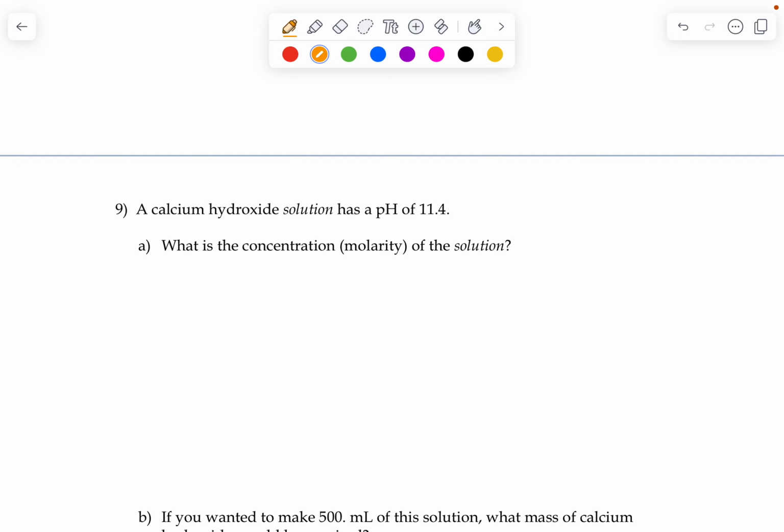This problem gives us the pH of a calcium hydroxide solution and wants us to figure out what the molarity of that solution must be. So there's a couple of different ways you can tackle this problem, and I'll show you both ways. It doesn't matter which way you do it. It's whatever your brain thinks of first, whichever way your brain likes better.